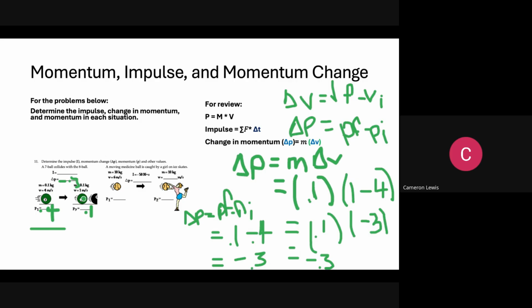Now remember what I said earlier. Change in momentum is also equal to what? Impulse, right? So now if we know that change in momentum is equal to negative 0.3 kilogram meters per second, what would be the impulse? The same thing? Exactly. Negative 0.3. Now, let's think logically, right? When I say negative 0.3 kilogram meters per second, what does that really mean in context of us hitting the 8 ball? It's going backwards? Exactly, yes.